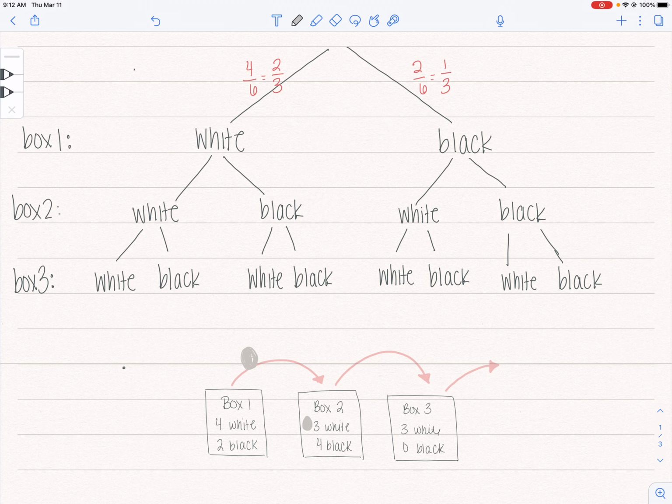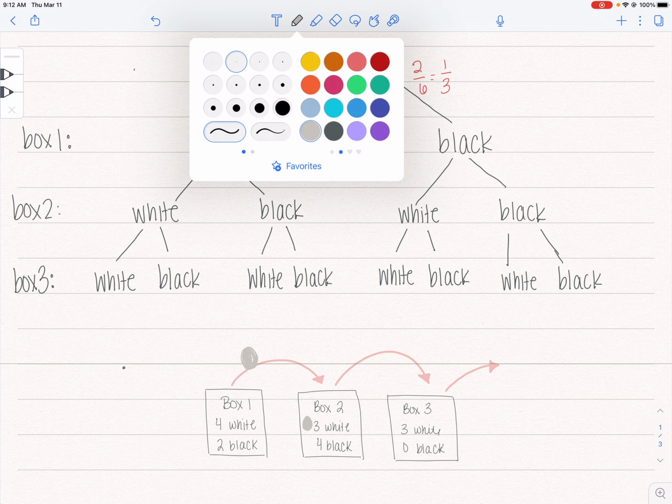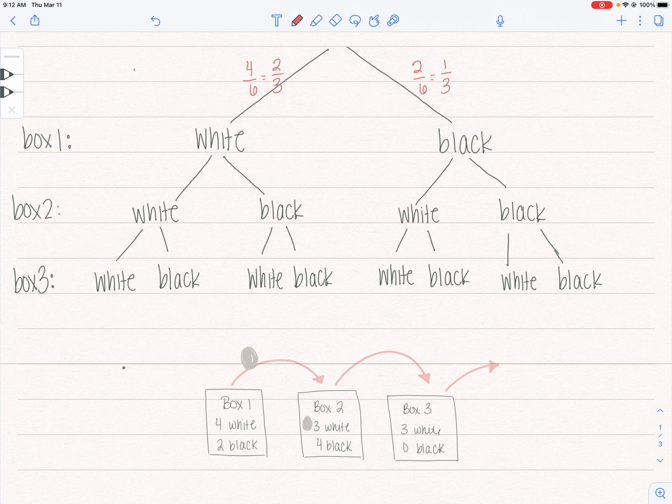So now in box 2, I had 3 white and 4 black, but because of this tree diagram, I've assumed that the one I drew out was white. So this ball is now in box 2. So the probability of drawing a white ball in box 2 now is 4, because I added one in there. I put in a white ball, 4 out of the total of 8. So the probability of a white ball in box 2 is going to be 4 out of 8, or 1/2.